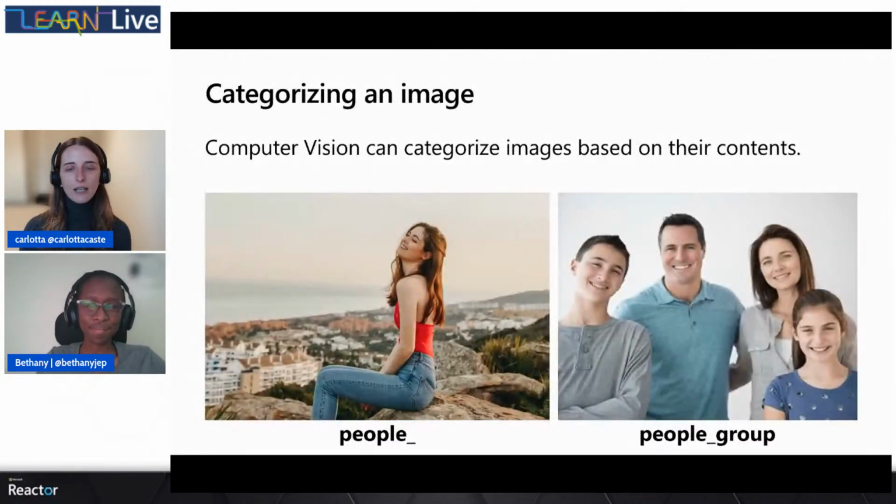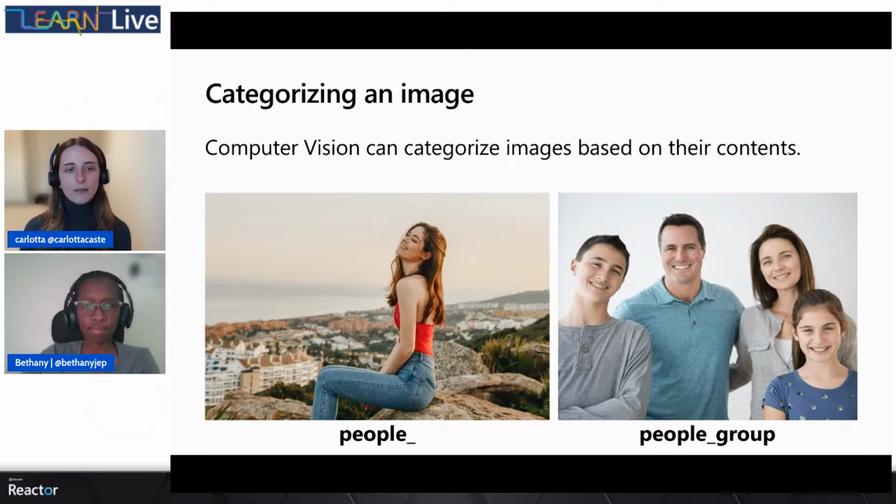Yeah, so now let me use the same image we just used, the girl on the rooftop, to explain another visual feature, which is categorization. In fact, computer vision can categorize images based on their contents. The service uses a parent-child hierarchy with a currently limited set of categories, smaller than the tags taxonomy, which includes thousands of tags, while the set of categories is around 86 categories. So when analyzing an image, detected objects are compared to the existing categories to determine the best way to provide the categorization.